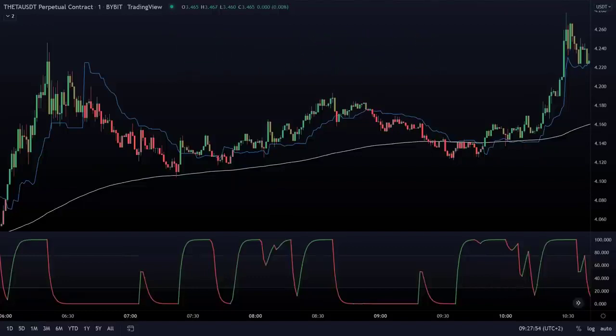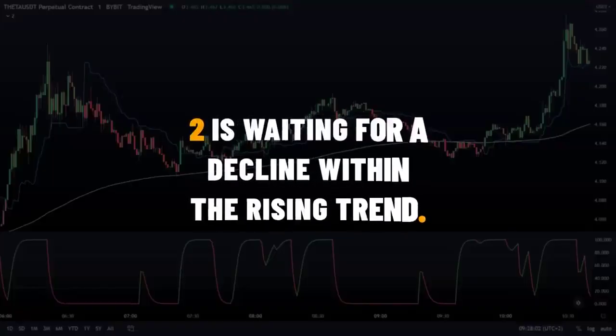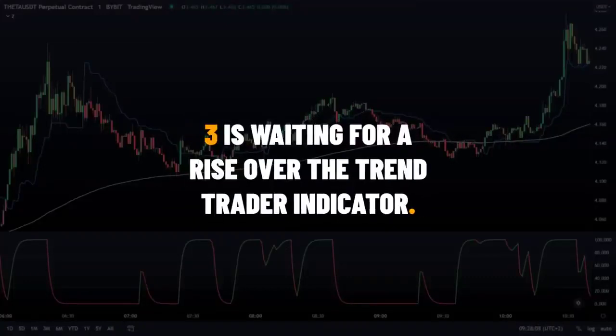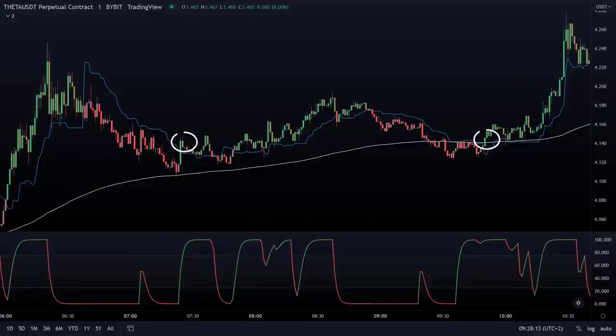Rule 2. In order to find a bottom we first need to see a drop. So we want the price to fall, when in general it is actually moving in a rising trend. So rule 2 is, wait for a decline. Rule 3. To be able to speak of a bottom we want the price to rise again over the trend trader indicator. So the red candles must turn green again.